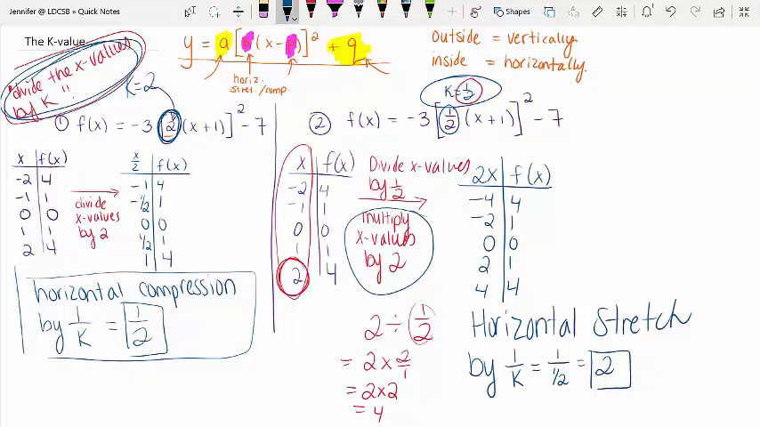If you want to think of a shortcut trick, just think of it this way. When it's a whole number, it's always going to be a compression. When it's a fraction, it's always going to be a stretch. And then when you're figuring out the number that the horizontal stretch or compression is by, remember this formula, 1 over k. Just plug your k value into that denominator, simplify it, and then you get your value.